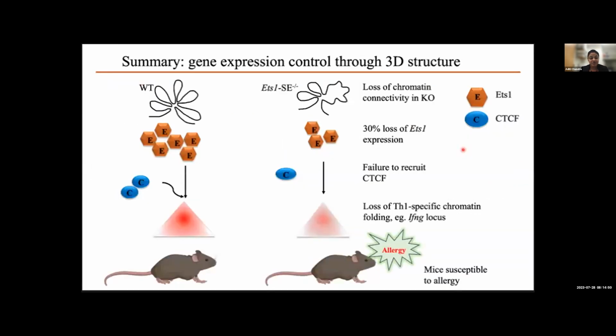Thus, to summarize, we saw that in wild-type mice, due to the hyperconnected hub formation at the Ets1 FLI1 locus, there are optimum Ets1 levels. But in the superenhancer knockout, due to the loss of connectivity, there is around 30% loss of Ets1 expression, which fails to recruit CTCF to important Th1 specific chromatin loci, leading to loss of Th1 specific chromatin folding, for example, at the IFN gamma locus, which makes the mice prone to allergic diseases.